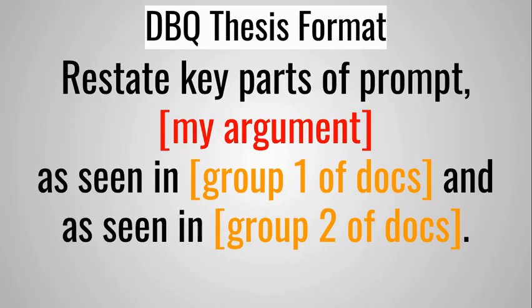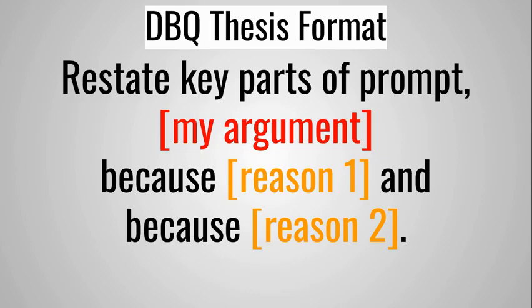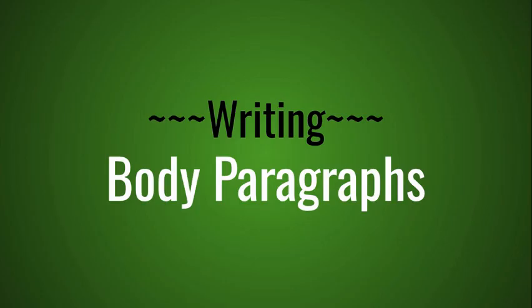So this is your basic format to memorize. Restate all those key aspects of the prompt, often word for word. Take a stand, take a position, and then conclude your sentence with, as seen in this, and whatever that first group of your documents is, and as seen in that, and those become your reasons. So it's: restate the key aspects of the prompt, here's my argument because of this and because of that. Or if you've got 3, add another. And now our essay is outlined and we're ready to go. We've already got 2 of our 6 points in the bag, and now we're going to the body paragraphs to try to earn 4 more.